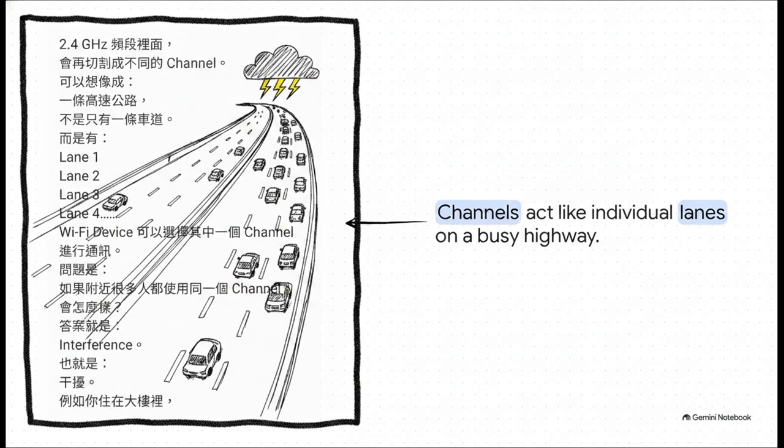Now, within these frequency bands, the available spectrum gets sliced up into smaller segments called channels. Think of the main band as a massive highway, and the channels as the individual driving lanes. Your device essentially picks a lane. But imagine you live in a packed apartment building, and 50 different routers are all trying to merge into the exact same lane. You get a massive traffic jam, just pure interference.